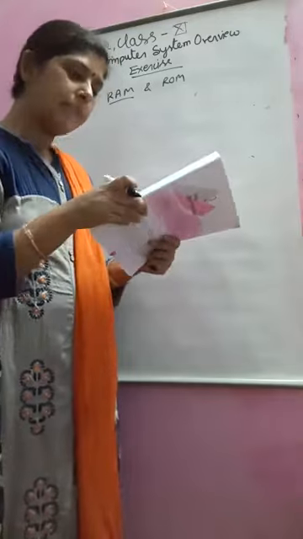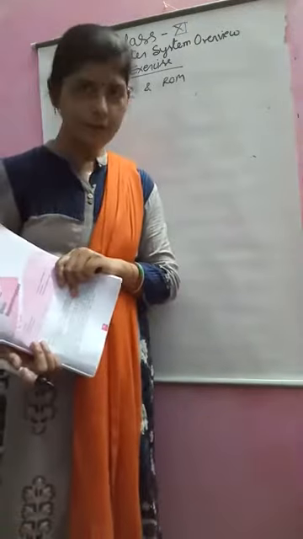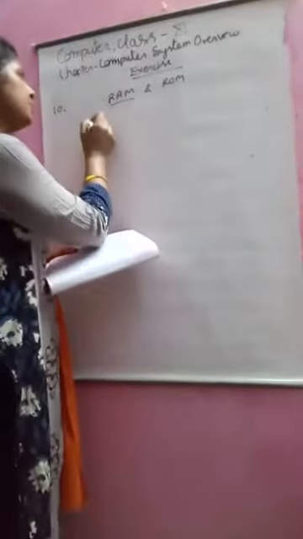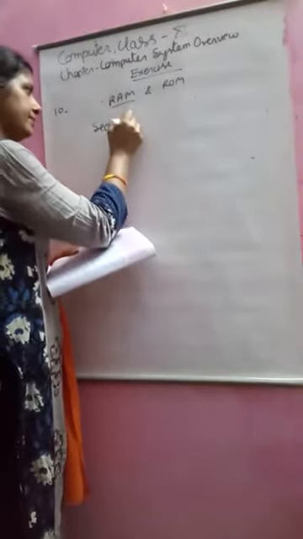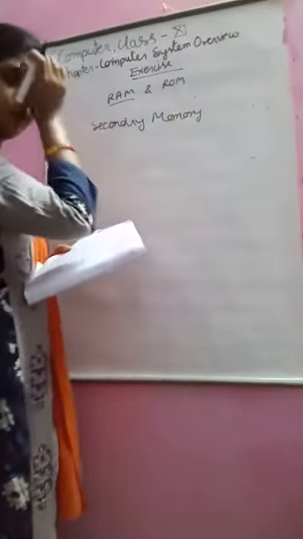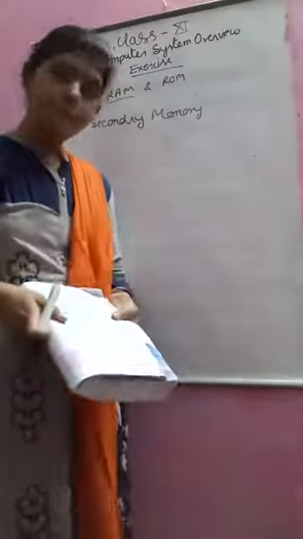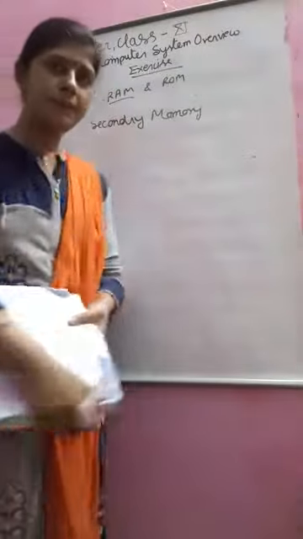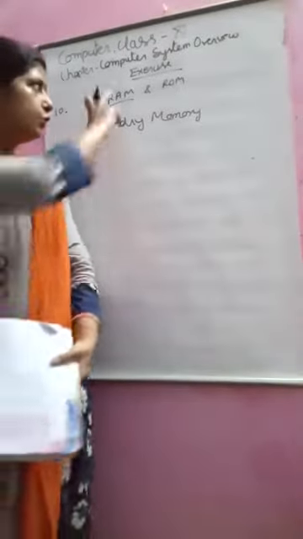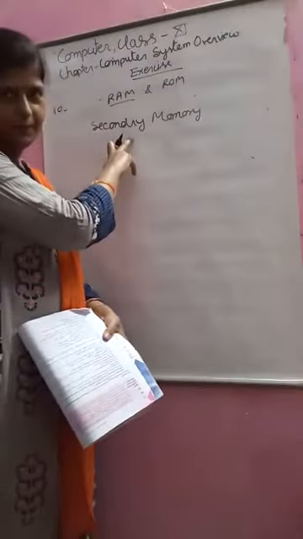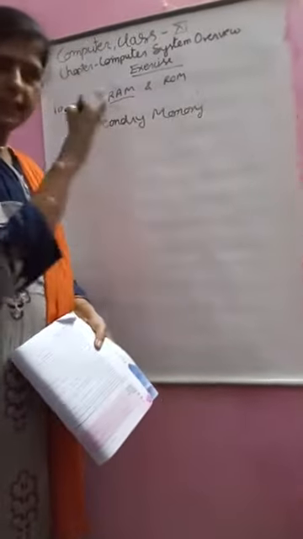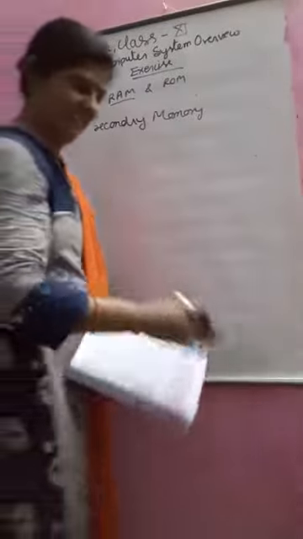What can be done to overcome the problem of volatility? We can use the secondary memory. The problem of volatility can be overcome using the secondary memory. It means if you want to store the data permanently, you can store the data in the secondary memory, so that the data will not be lost. The data will remain permanently.